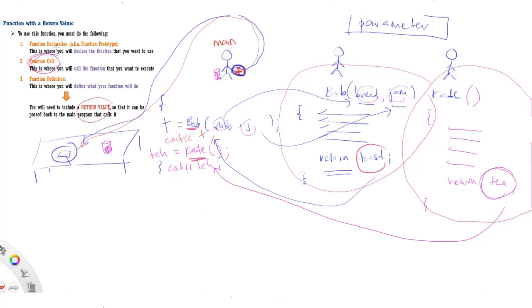Okay, so function declaration, on the other hand, is when you write your program itself, you need to declare Bob and you also need to declare Kate. I will show you that after this.